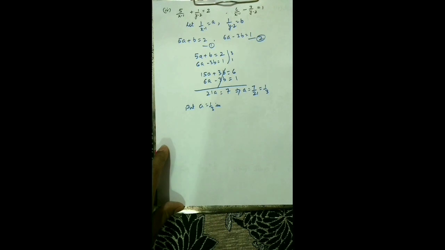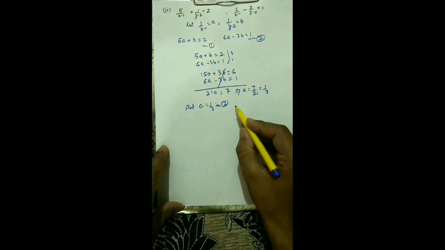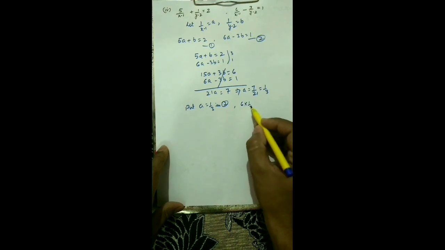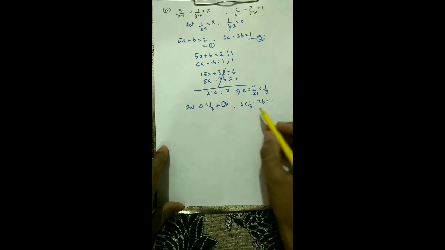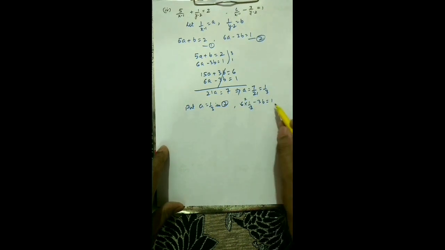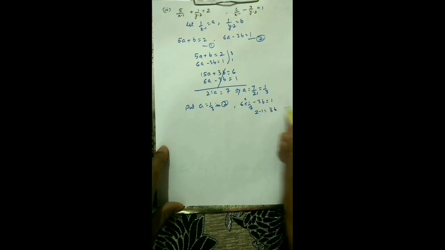Now you put a equal to 1 by 3 in one of the equations. You have to decide which equation will give you the simpler answer. I can see that if I put it in 6a minus 3b equal to 1, then I can get the answer very easily. So I am putting it in equation number 2. So this becomes 3 into 1 by 3 minus 3b equal to 1. Now after simplifying, this is 2. So now it will be 2 minus 1 equal to 3b. So b will be coming as 1 by 3.